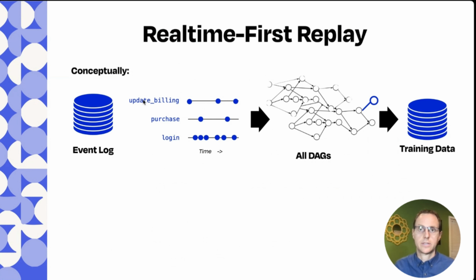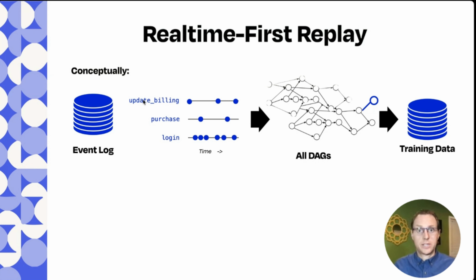So what we need to be able to do is do the same thing, but do it offline. And in this case, what we mean by offline is that we are assuming that we have a log of all of the past events that have come through that we potentially want to use in our training data. You can think of these as different tracks of a song. So we have every update, billing event, purchase event, and login event that happens over time.